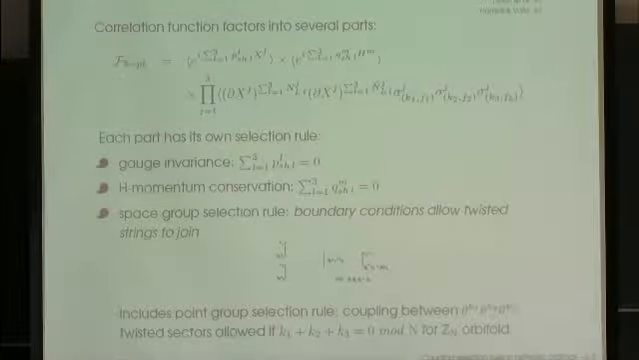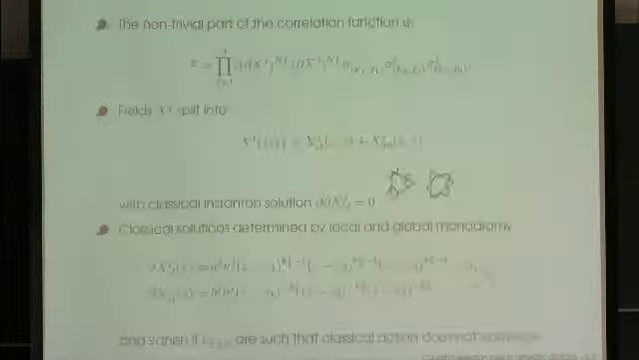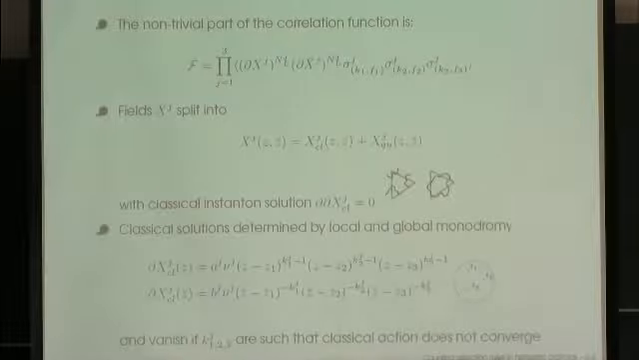It is associated with the boundary conditions of the twisted strings, and it includes what is known as the point group selection rule, which is that a coupling between K1, K2 and K3 twisted sectors is only allowed if K1 plus K2 plus K3 is equal to 0 mod N for a Z_N orbifold. So the non-trivial part of the correlation function is the one that involves the twist fields and the bosonic oscillators.